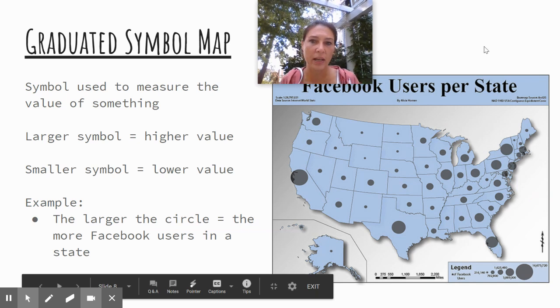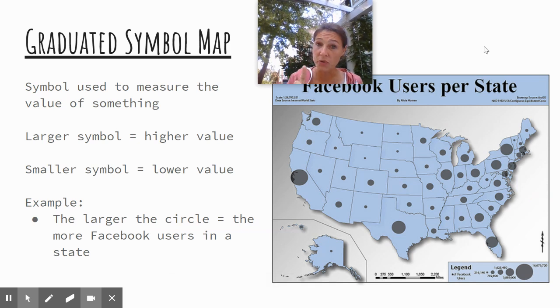Okay, this is a graduated symbol map. Do not be confused. A graduated symbol could use circles or dots as well, but they don't have to. They just use a symbol of some kind. The larger the symbol, in this particular case, Facebook users per state, I get it, it's an old people social media platform. I'm on it. I know you guys are all on your Insta, Twitter, Snapchat. Well, I don't even know what you guys use. So maybe I'll add that question to the Edpuzzle as well, because I always want to know the new technology. But in this particular case, it's Facebook users per state.